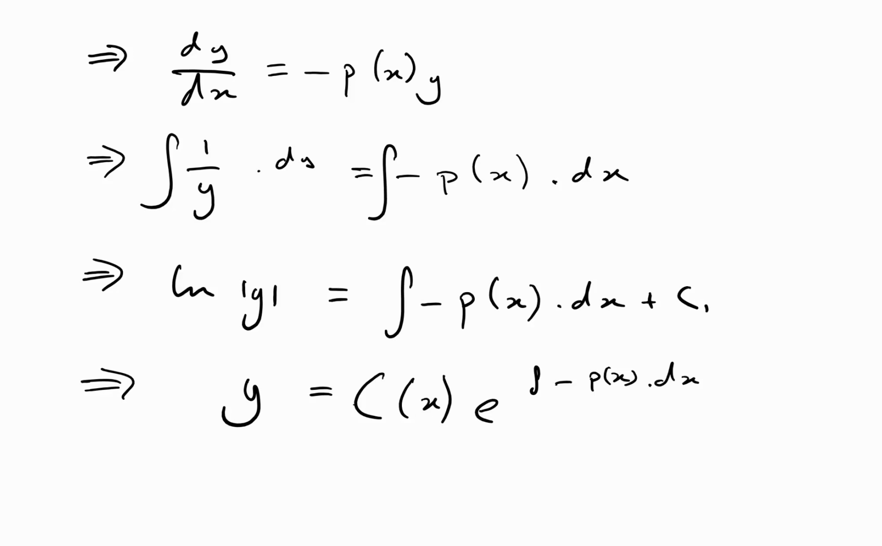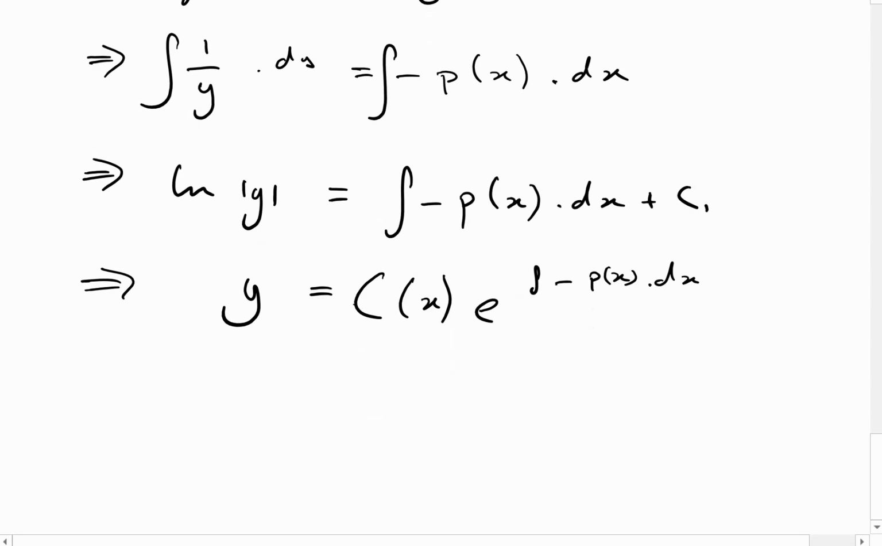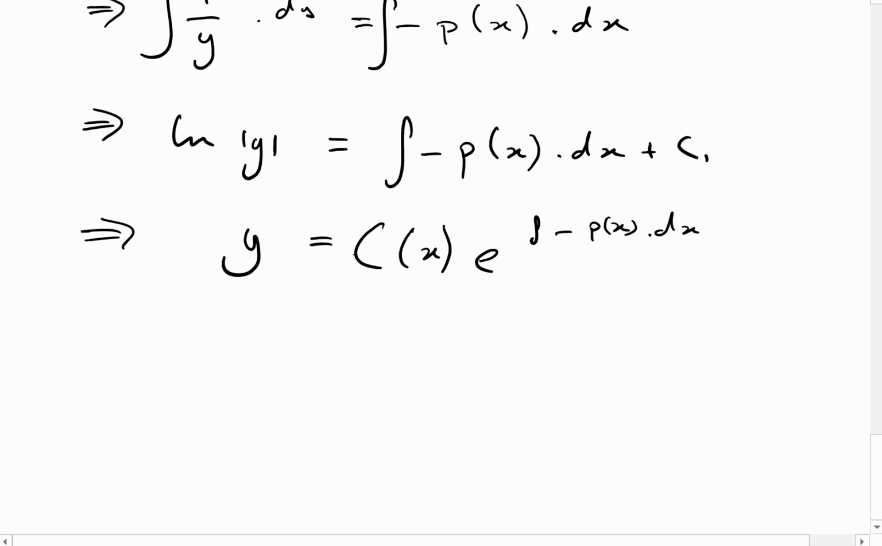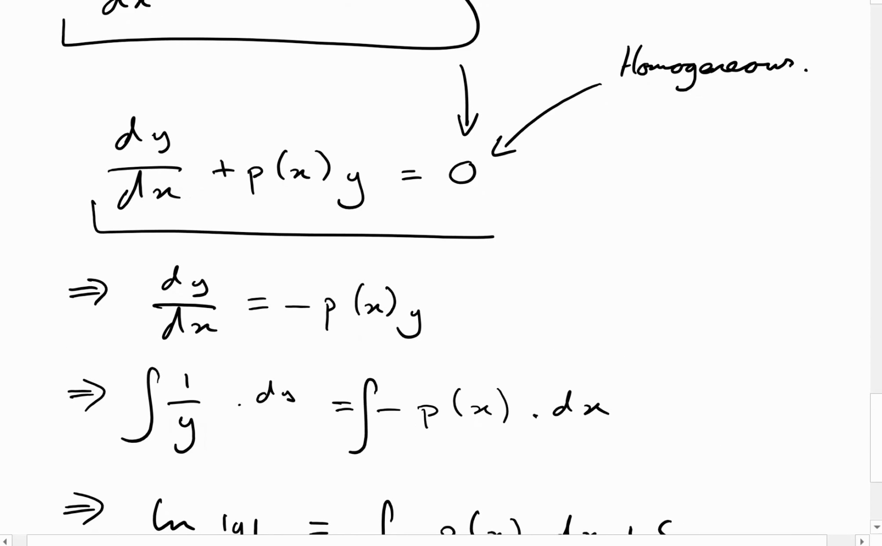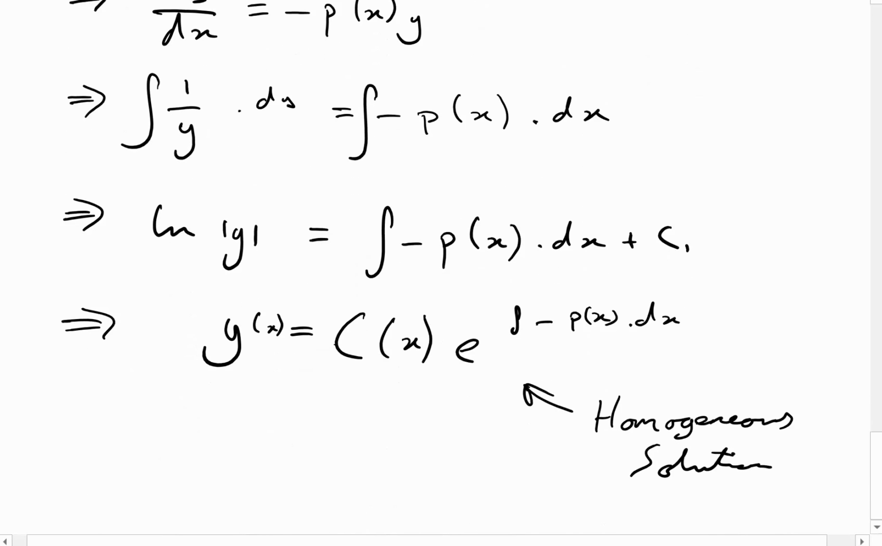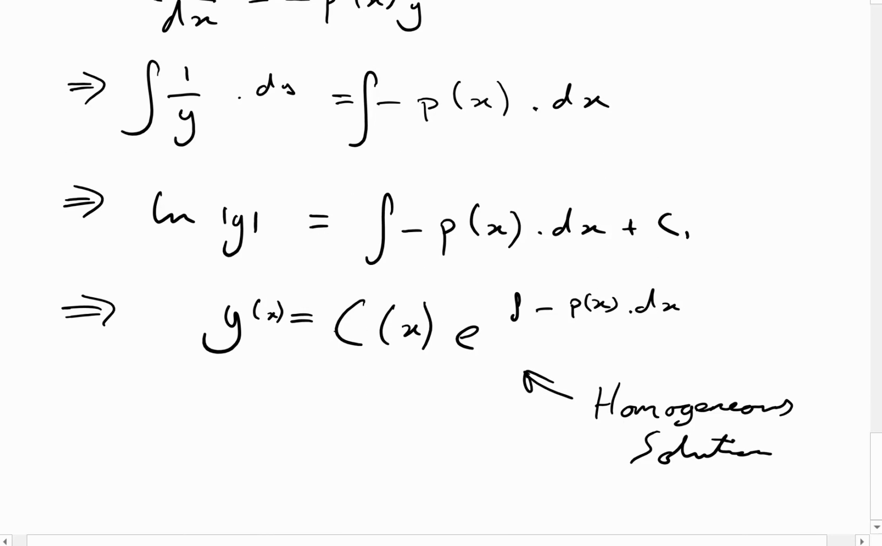Okay, so this is what we've got. We've now got y, which of course is a function of x anyway. y is equal to c of x times e to the integral of minus the coefficient in front of the y dx, and that is the solution to the homogeneous part. Homogeneous solution. So in other words, what we've got is a solution to this thing here. The solution to this thing here is that, effectively in general terms.